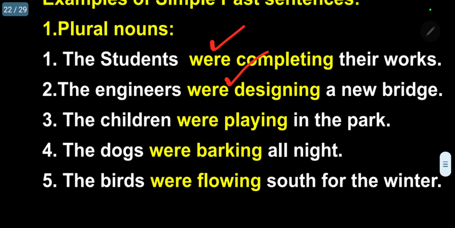The engineers were designing a new bridge. The children were playing in the park. The dogs were barking all night. Please follow barking. Exceptional case: when the C is coming, remember, we are removing it, that is barking. So here I have made a mistake. So C should come there.